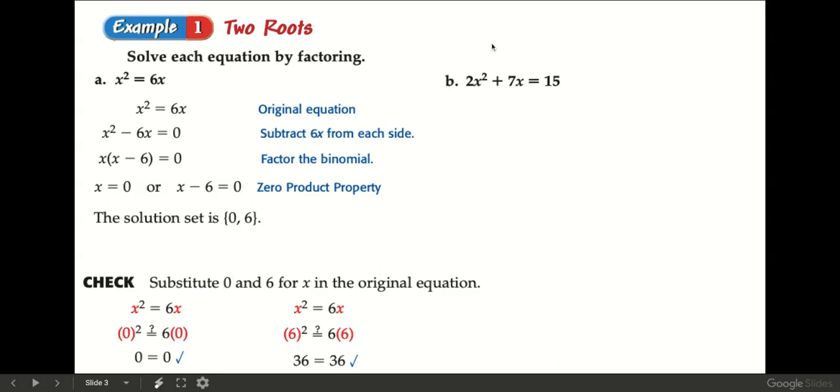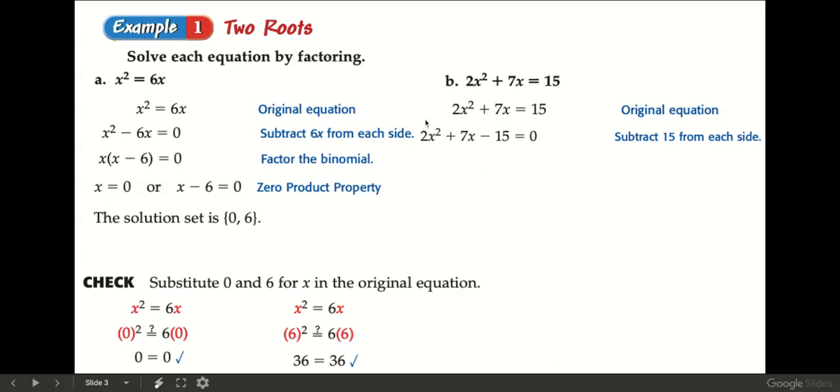Let's take a look at the second example. Here I have 2x squared plus 7x equals 15. Again, what am I going to do? I'm going to take this original equation and set it equal to 0. I have to start by setting everything on one side of the equation equal to 0, so I'm going to subtract 15 from each side. And so I have 2x squared plus 7x minus 15 equals 0. Then I can go ahead and factor.